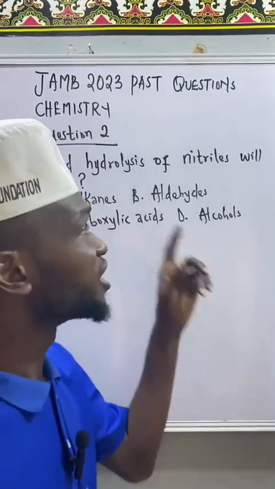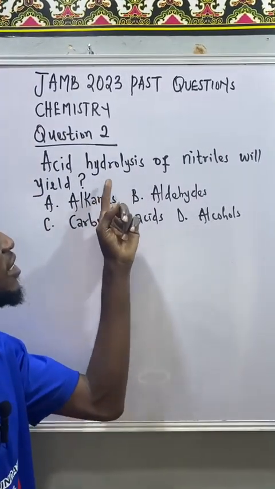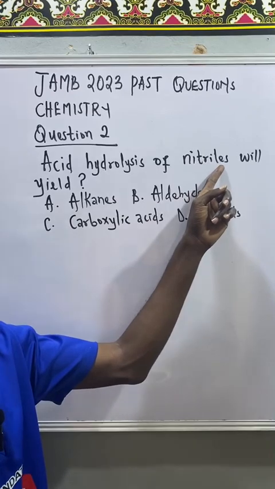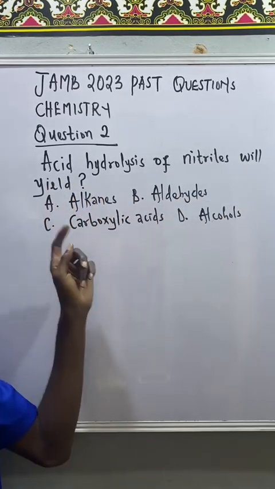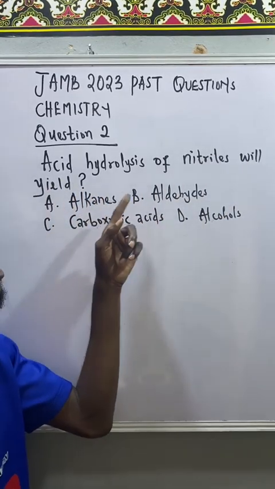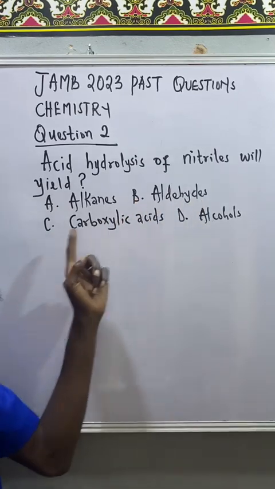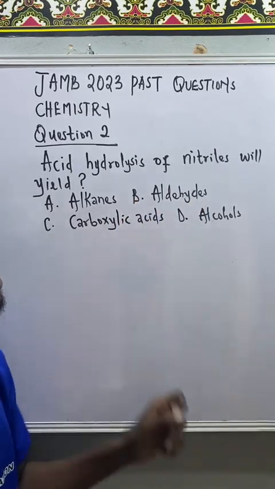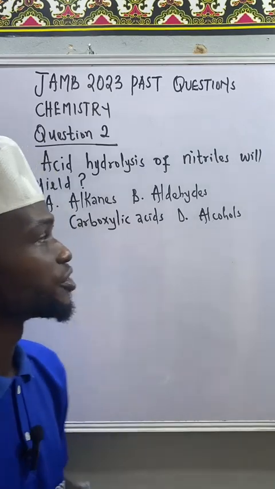Question 2, JAMB Chemistry. Acid hydrolysis of nitriles will yield dash. A. Alkanes. B. Aldehydes. C. Carboxylic acid. D. Alcohols.